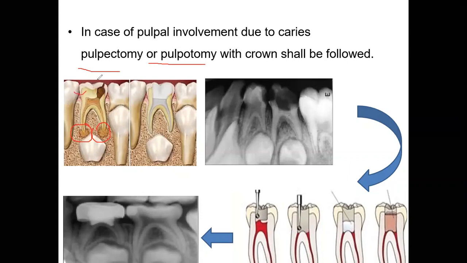We cannot extract this tooth. If I extract this tooth, for example, any of the dentists says it's better we extract this tooth, no problem, the permanent tooth will arise later in the arch. No, we cannot do that because the child is still young. If we extract this tooth due to this infection or whatever, what will happen?